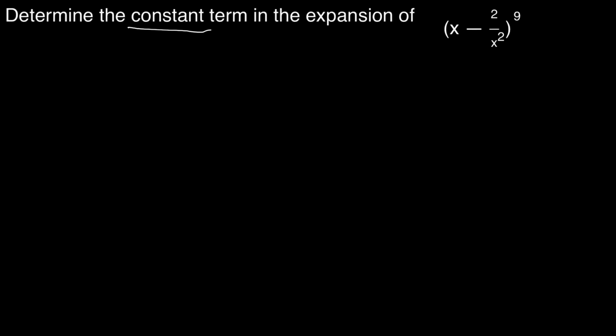So when you expand this, you're going to get a bunch of terms, and we're going to try to find the one that doesn't have any variables in it, just an integer. So that's what constant means. Like 23 is a constant, 4 is a constant, negative 243 is a constant, but 3x is not a constant.